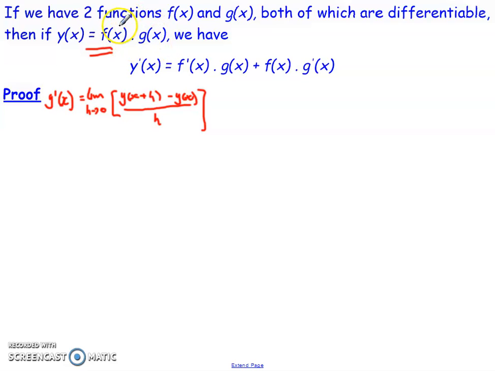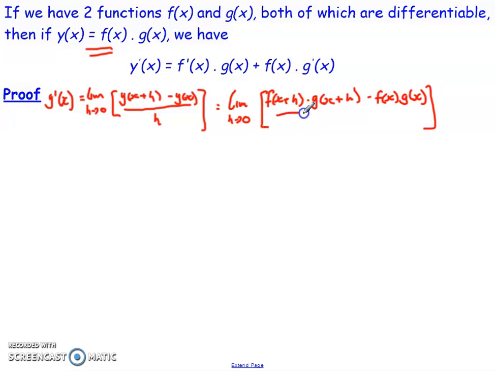So if we've got it written in this format where y is equal to f of x g of x, we can rewrite this as the limit as h tends towards 0 of f of x plus h times g of x plus h, take away f of x g of x, and then that's all over h again. Now we have to rearrange this in the format that proves what we want here.